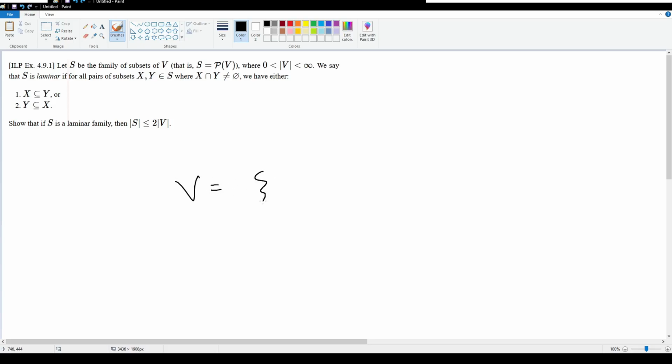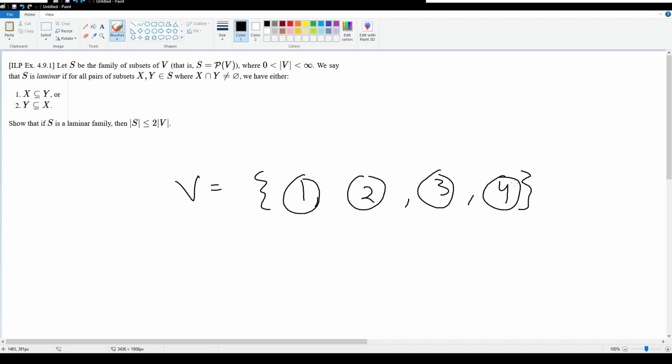Let's just keep our old example, V equals 1, 2, 3, 4, right? So we want to say that then the number of possible subsets that are allowed to be in S is going to be less than or equal to 8, right? Because 8 is 4 times 2. So let's just put every element in its own set, all right? And now what's S now? The cardinality of S, it's 4, right? Right now it's 4. So let's try and increase that.